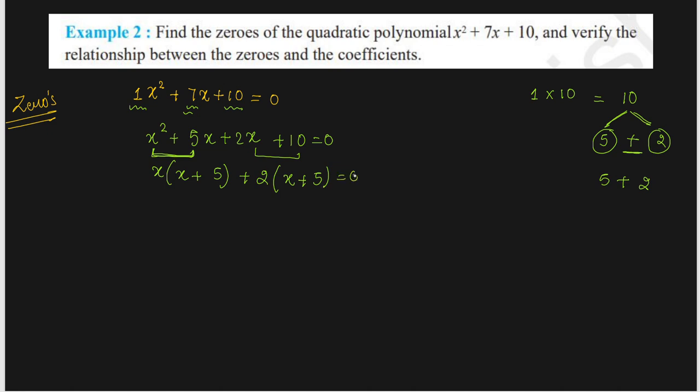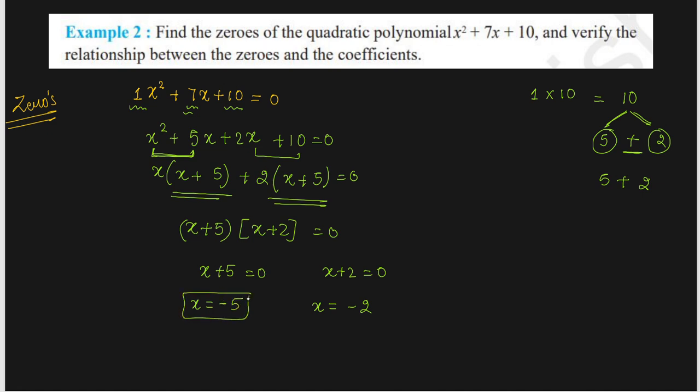Now if your factors are done in a proper way and are correct, you will notice that this bracket is always the same. So you can take this bracket common once again. X plus 5 is common, and you are left with x plus 2, which is equal to 0. So x plus 5 equals 0 and x plus 2 equals 0. So x will be negative 2 and x will be negative 5. These are the zeros of this polynomial.